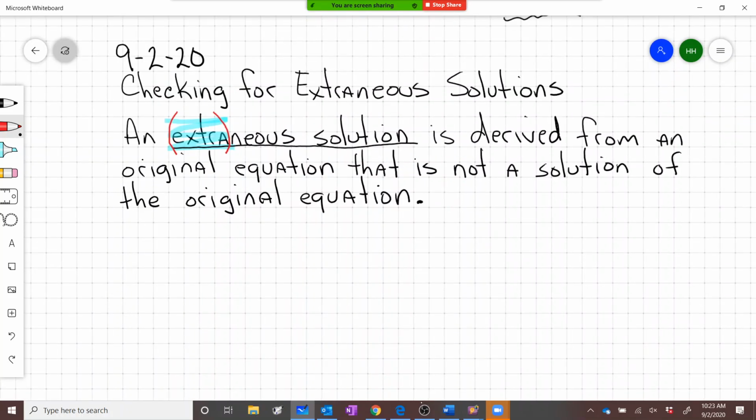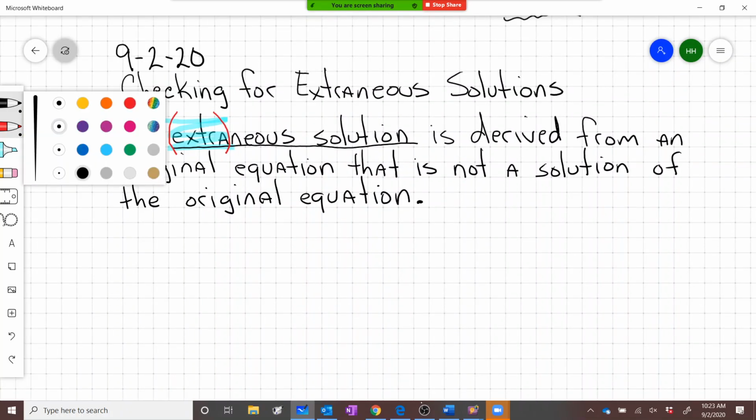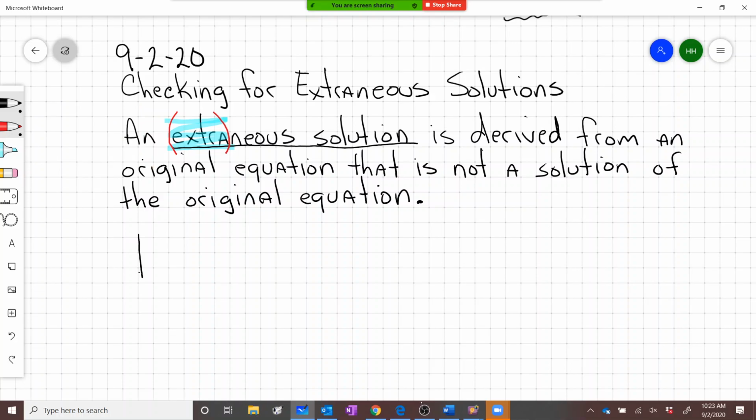So let's take... We're looking for the solution of the absolute value of 3x plus 2 equals 4x plus 5.